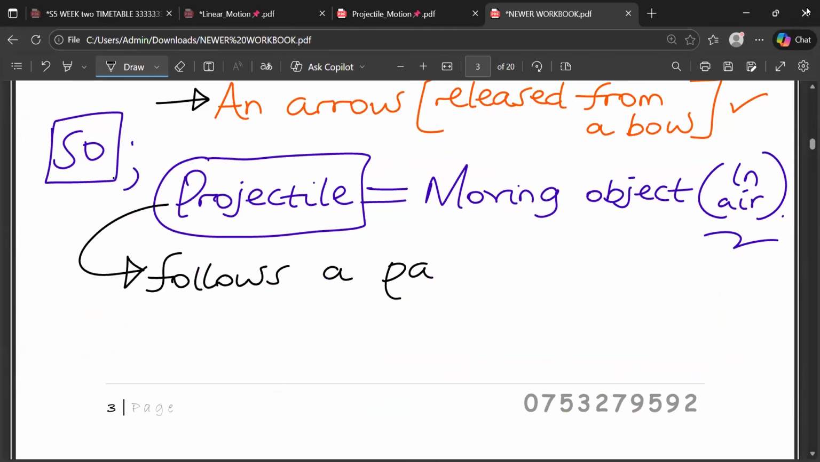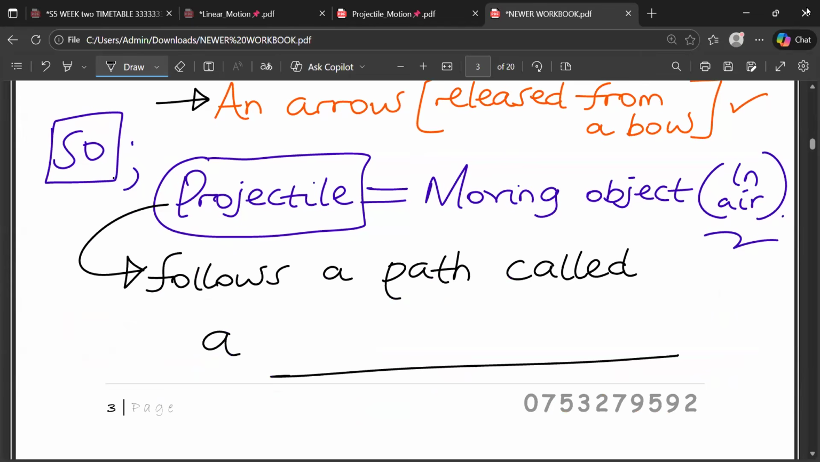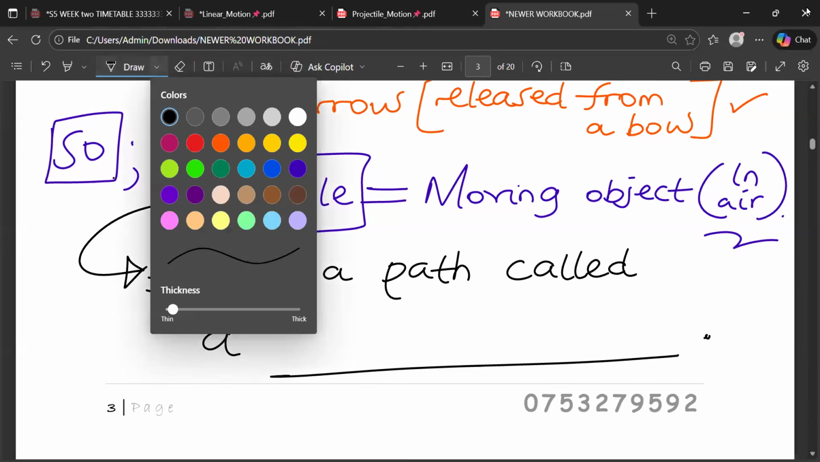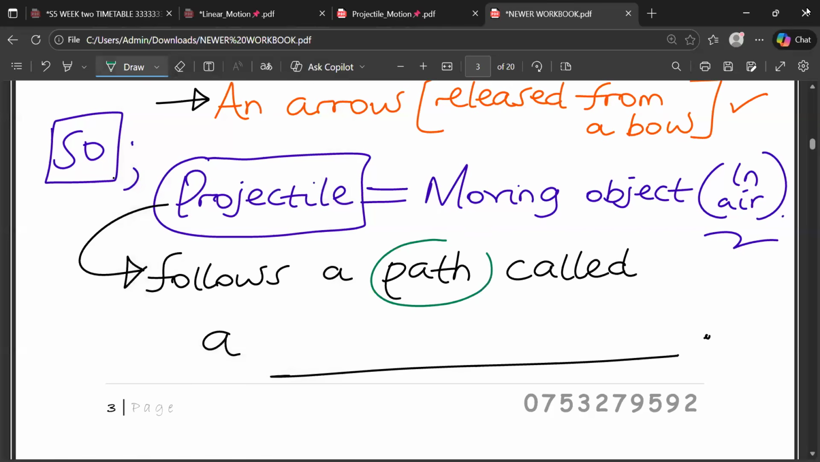Who can tell me the name of that path? Who can tell me the path followed by the projectile? How would we call it? Physics students, please be active. Trajectory. That is it. So I hope you now know the difference between a projectile and the trajectory.